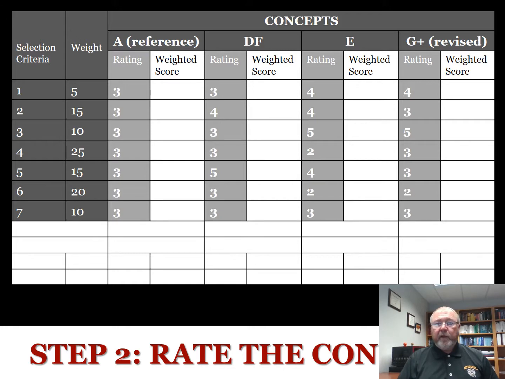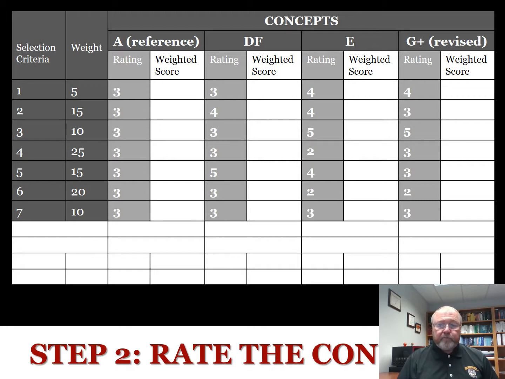Next, let's talk about just one of those. You see the A, the ratings, 3, all of them 3. That's because you're comparing A to itself. DF, let's look at DF, 3, 4, 3, 3, 5, 3, 3. What that indicates is that DF was similar to the reference on criteria 1, criteria 3, 4, 6, and 7. It was better on criteria 2. It was much better on criteria 5.